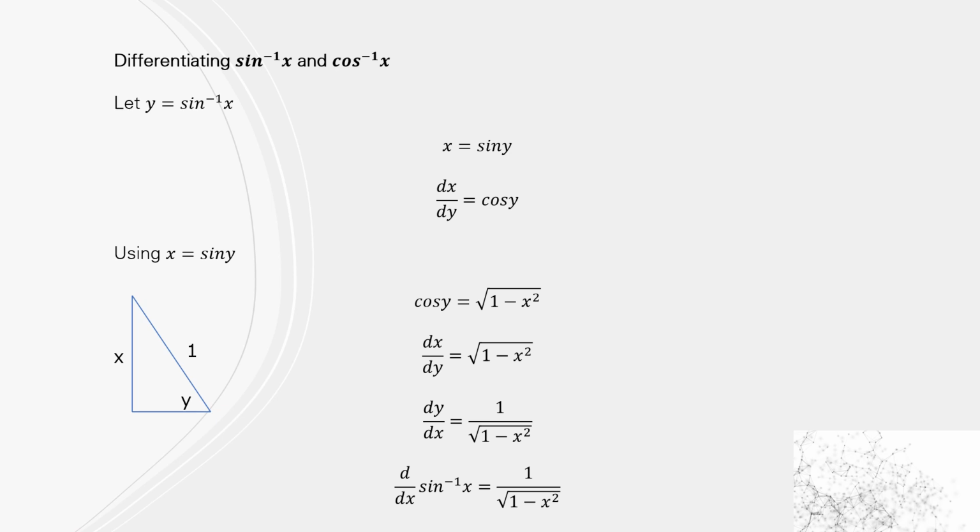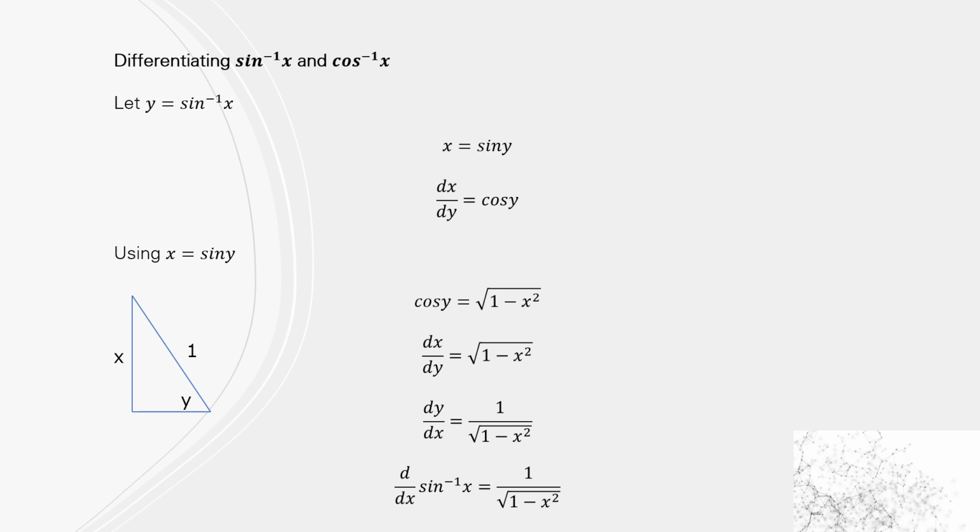If we've got sine minus 1 of x, then the inverse of that is to switch the x and y, so x equals sine y, and the derivative of that is dx/dy equals cos y, because the derivative of sine is cos. Using x equals sine y in the triangle, sine y is equal to opposite over hypotenuse, so you get x over 1.